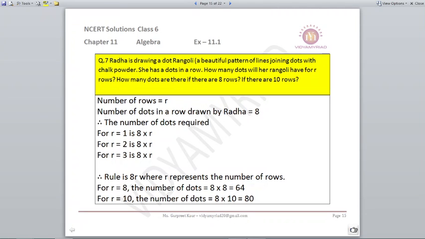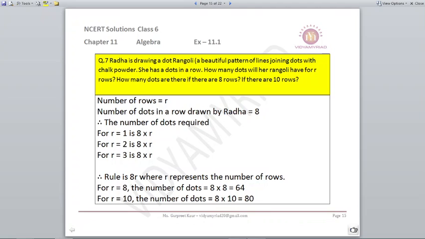Radha is drawing a dot rangoli, a beautiful pattern of lines joining dots with chalk powder. She has 8 dots in a row. How many dots will her rangoli have for r number of rows? So there are r rows. So what will happen over here is, 8 will be multiplied by the number of rows.